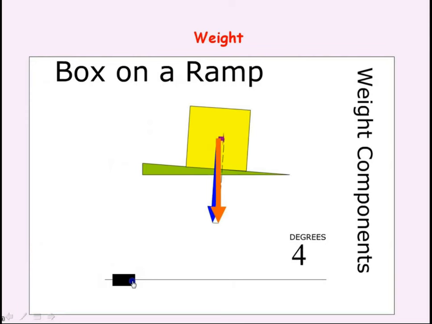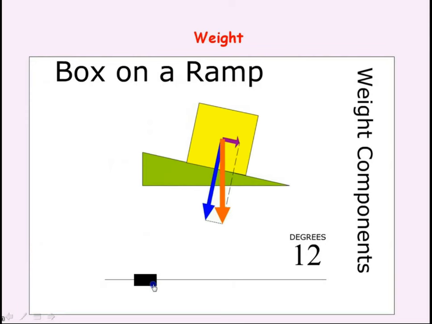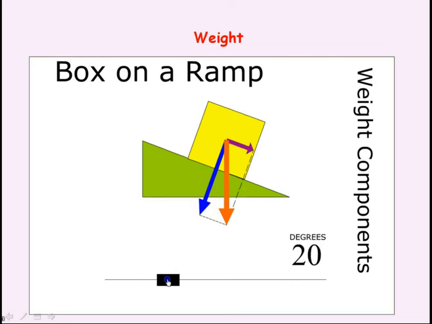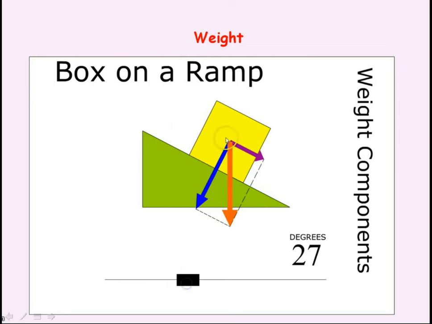So this animation is showing the weight acting on an object when it's on a horizontal surface. But if the surface was at an incline, what you can see is that the weight of the object, represented by the orange line, has components which are parallel to the slope, given by the purple, and perpendicular to the slope, the surface, given by the blue. And if we increase the angle, the component that's parallel to the slope increases.